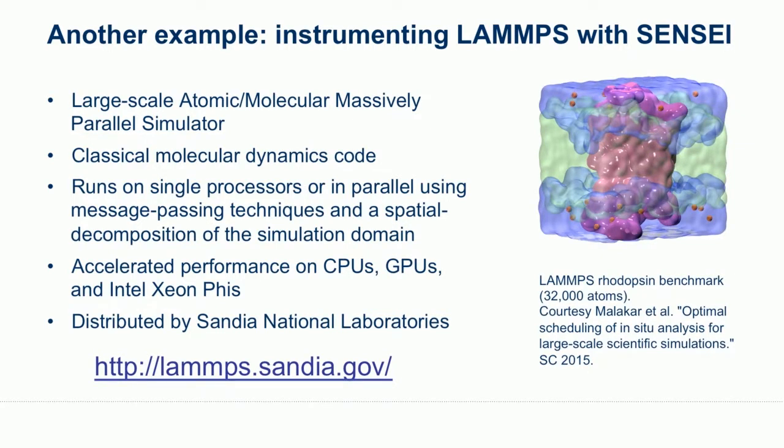This actually shows this rhodopsin benchmark that comes with LAMMPS, and that's what we're going to use in our visualizations. It has 32,000 atoms in it, so it's a good benchmark. And the mini app that we've used here configures LAMMPS to run this rhodopsin benchmark, and then we do some visualization with OSPRay, which is a ray tracing library.